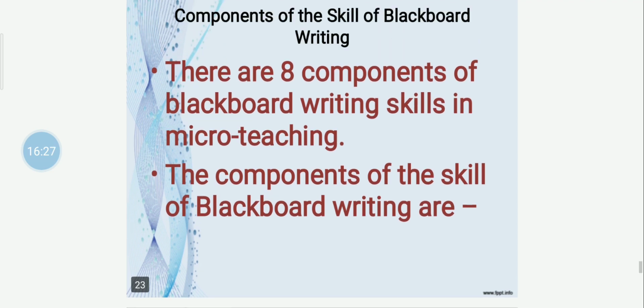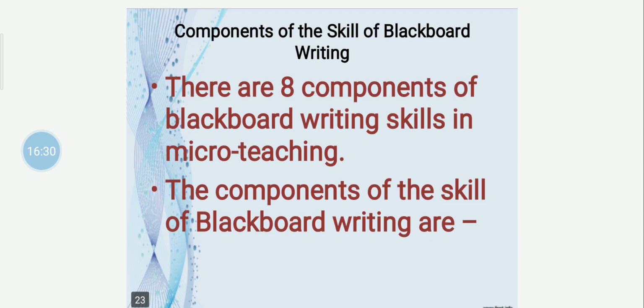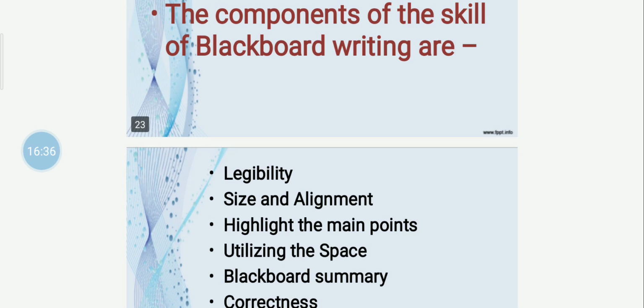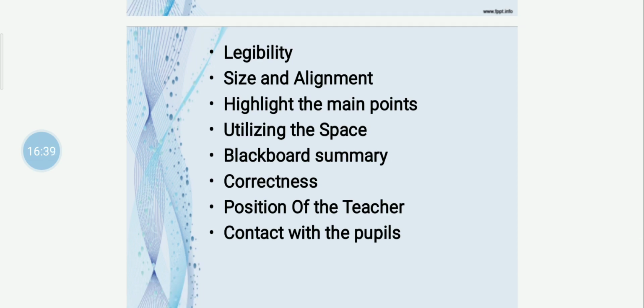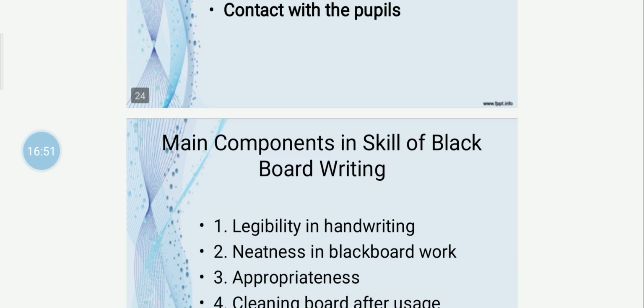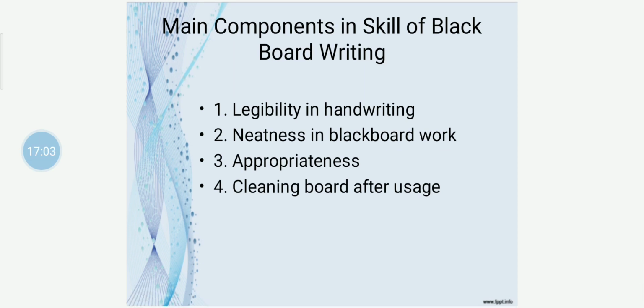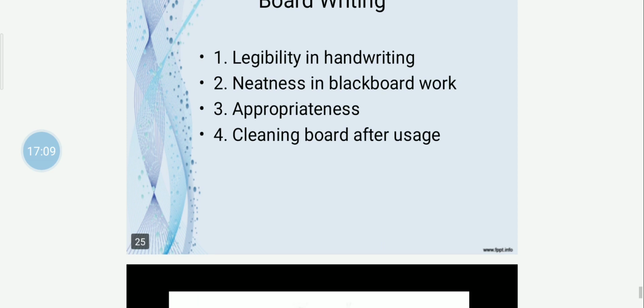Okay. Components of the skill of blackboard writing. There are 8 components of the blackboard writing skill in microteaching. They are legibility, size and alignment, highlighting the main points, utilizing the space, blackboard summary, correctness, position of the teacher, and contact with the students. Among these 8, the main components in the skill of blackboard writing as per our curriculum are legibility in handwriting, neatness in blackboard work, appropriateness, and cleaning the board after usage. Okay, these are the 4.